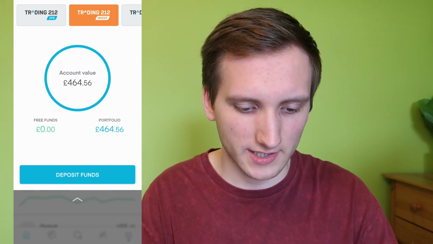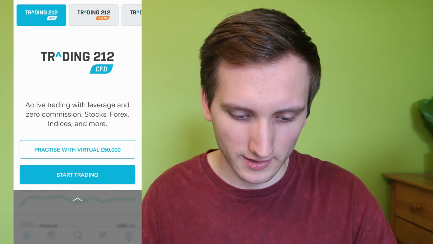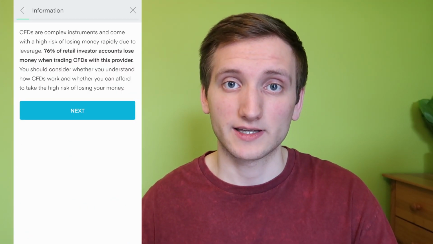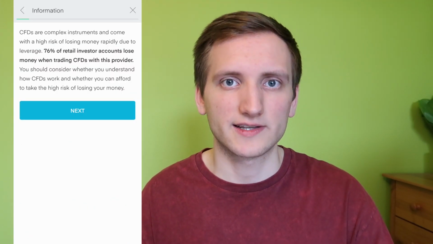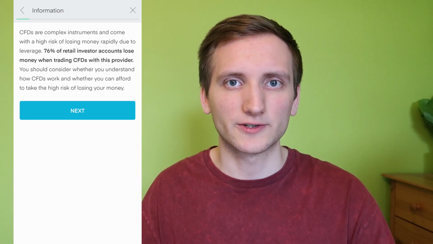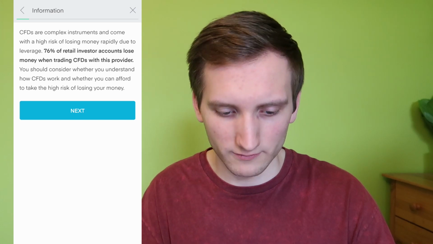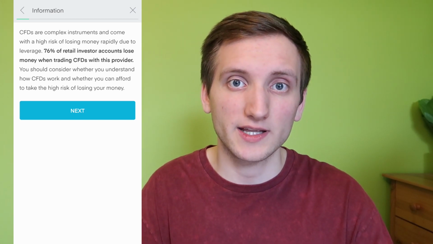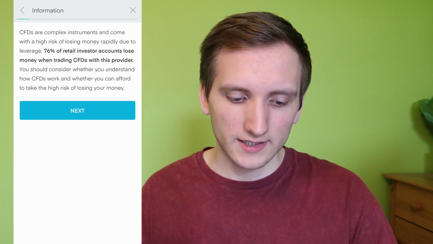But just to prove how risky CFDs are, if we go into it, it says active trading with leverage and zero commission as well. Start trading, and it pops up with a little message saying, hold on, are you ready to do this? This is risky. 76% of people lose their money. This account is one of the ways Trading 212 actually makes their money. People lose money, they make their money, therefore it can be commission free and everything like that. So just bear that in mind.